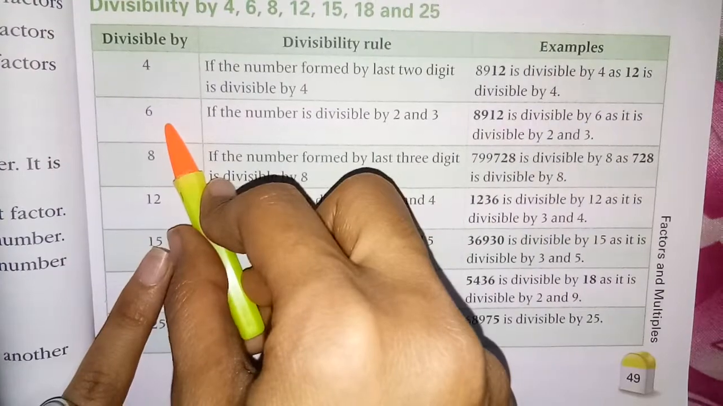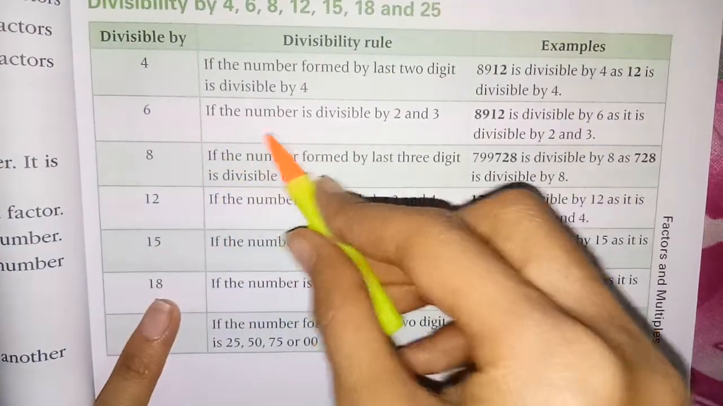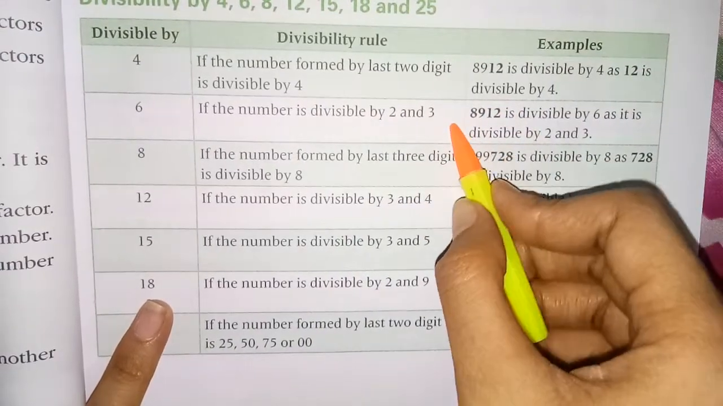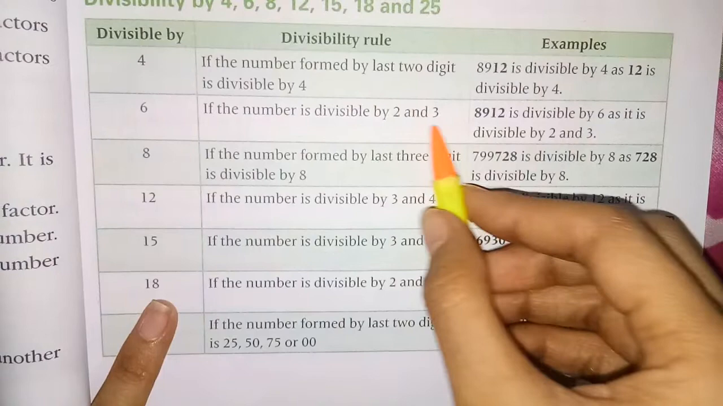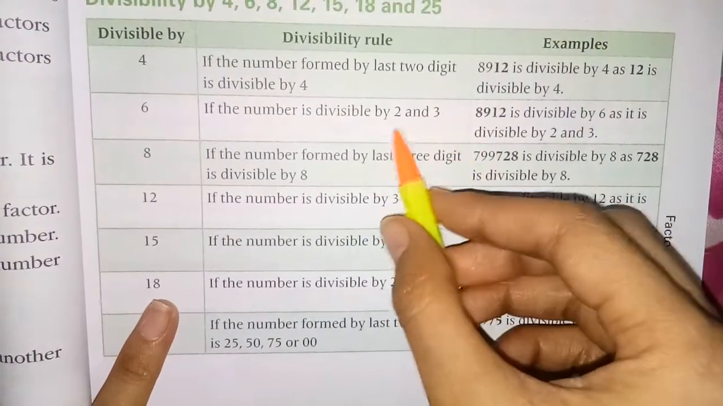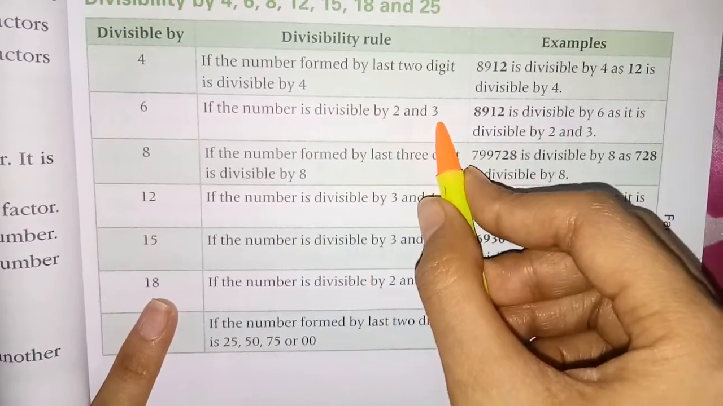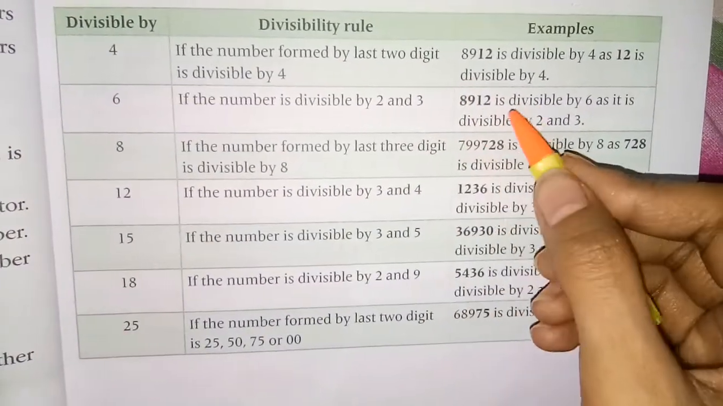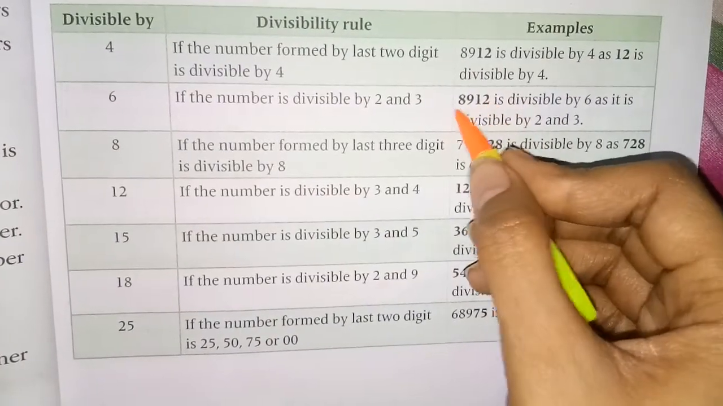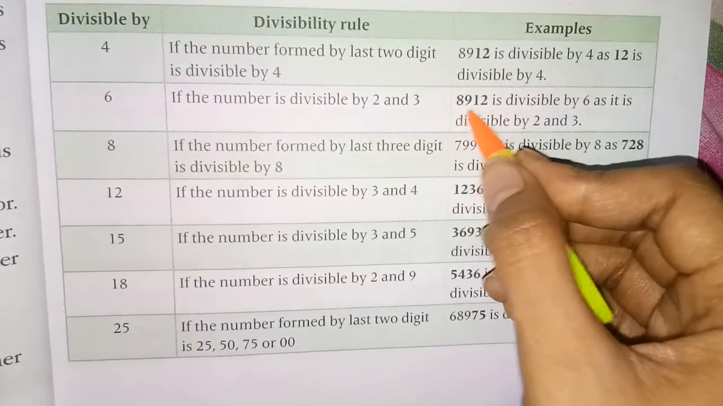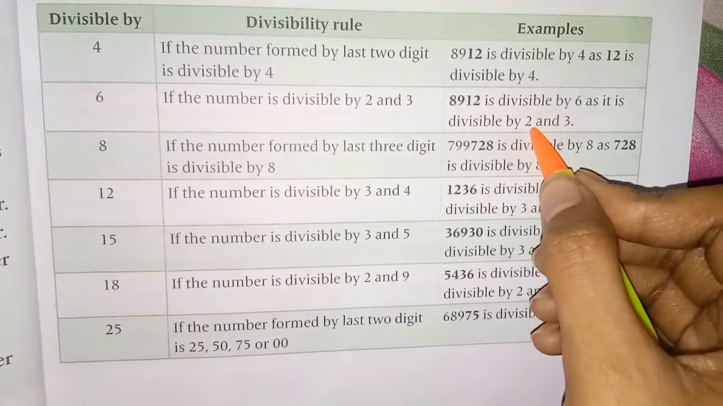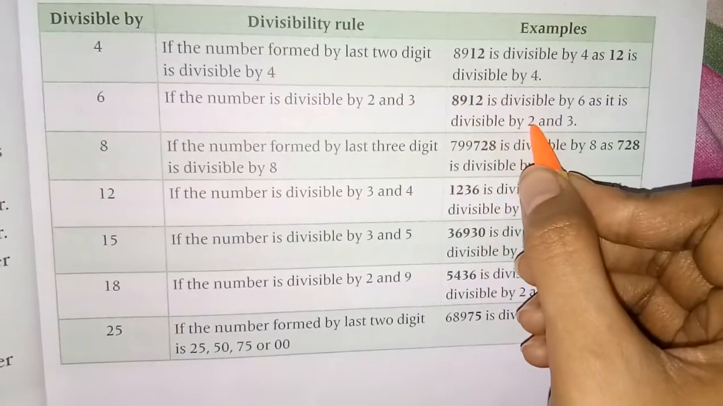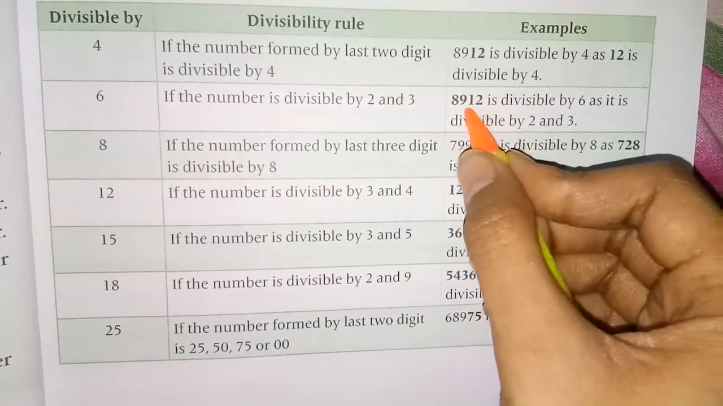Likewise, if we talk about divisibility of 6, the number must be divisible by 2 and 3 both. If it is divisible by 2 and it is not divisible by 3, then that number will not be divisible by 6. So here we have taken the same example 8912, and 8912 is divisible by 2 because there is 2 on its ones place. So this is divisible by 2 and this is divisible by 3 also.